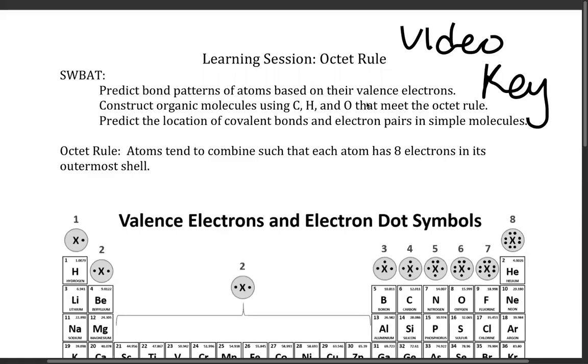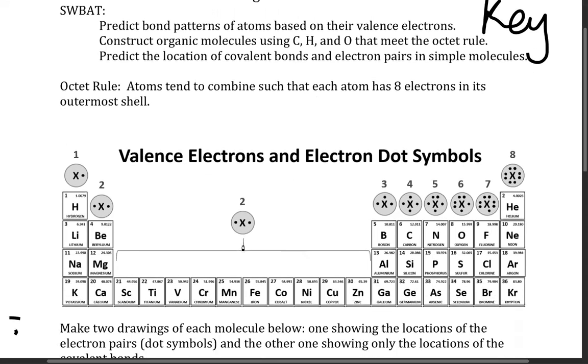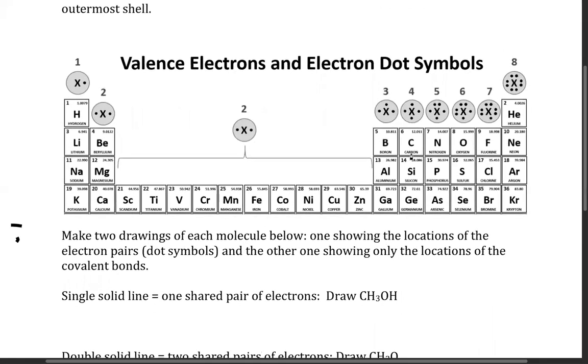Right, so in this video, we're going to go over the octet rule, which basically states that atoms tend to combine such that each atom has 8 electrons in its outermost shell. So with that, we're going to see a couple of trends. For example, we'll see that carbon has 4 valence electrons, so it's going to want to form 4 bonds to get 8 valence electrons in its outermost shell.